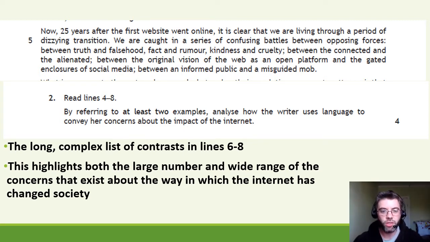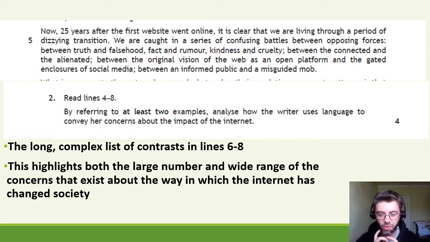So if you look here, the one that I've picked out for you is the list in lines 6 to 8, but it's not really enough at Higher just to say there's a list. You need to give us at least something about it. The thing about this list is that it's huge and it's extremely complicated. So you've got the opening section, then you've got a colon, you then have 3 pairs of contrasts, a semicolon, another pair of contrasts, another semicolon, and another one before the end.